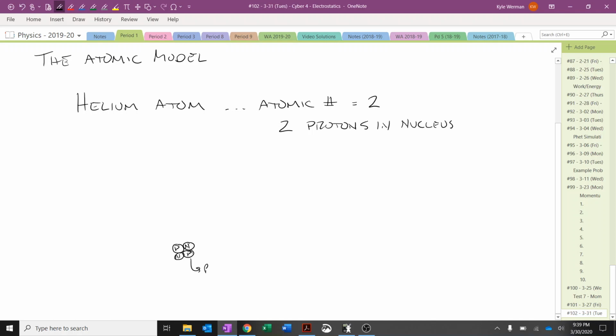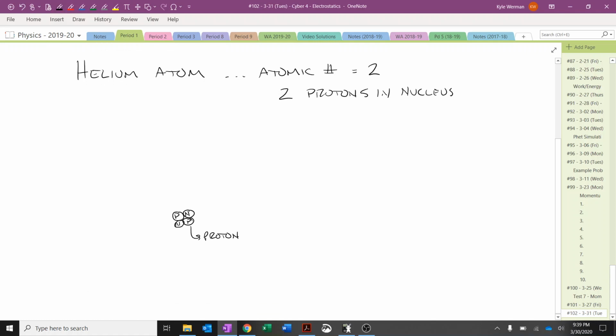A proton carries what we determine to be a positive charge. So sometimes you'll see it listed as P with a plus next to it. A neutron does not carry any charge. It has mass in the nucleus, but it doesn't carry any charge. It's neutral.